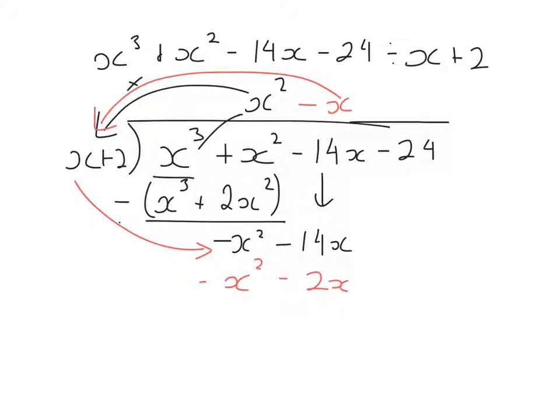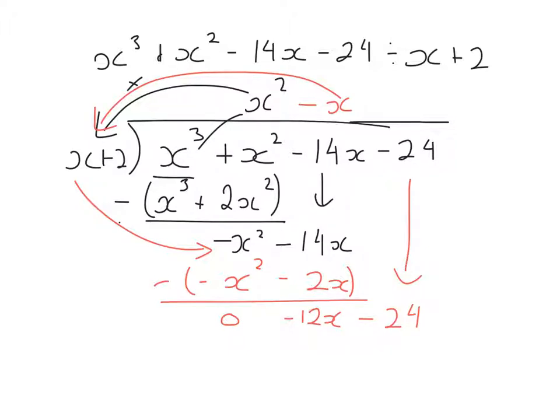Now, you might notice here that I've got a minus x squared and a minus x squared. Don't worry about that, because when you subtract the 2, one of those is going to turn into a positive. So minus x squared take away negative x squared produces effectively minus x squared plus x squared, which we should know is 0. Then I have minus 14x take away minus 2x, which is going to produce minus 14x plus 2x, which will be minus 12x. All right. Now, I need to drop the minus 24 down so that I'm always working with two numbers here.